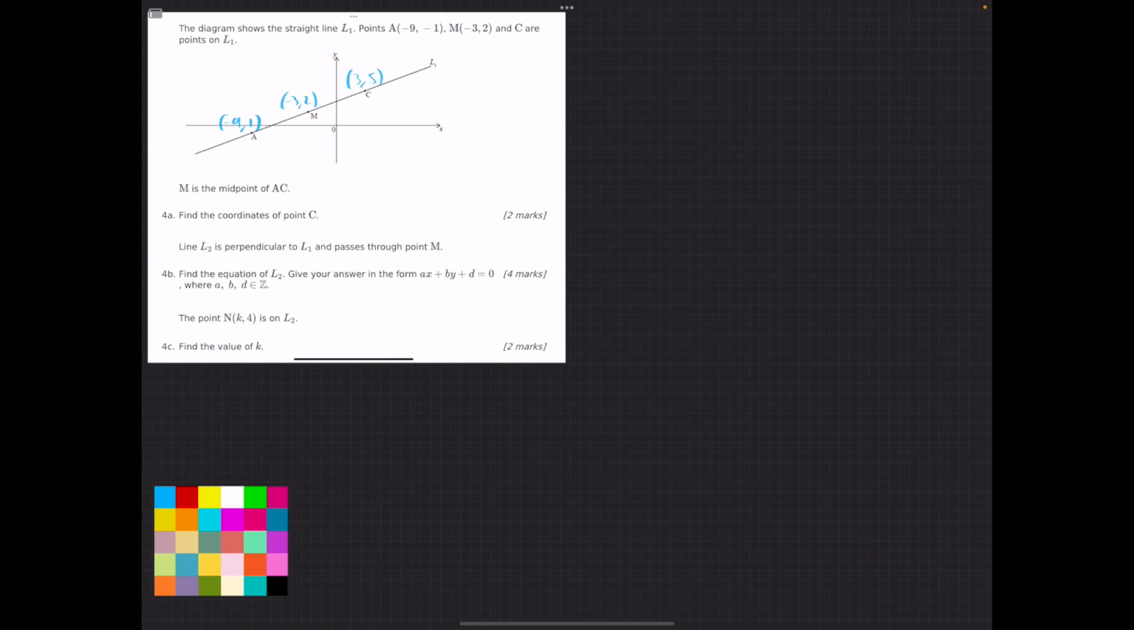Okay, so let's see what we can do with it. L2 is perpendicular to L1, so perpendicular, that means the slope is going to be the negative reciprocal, flipping the numerator and denominator, multiplying it by -1. So we need to find the slope of L1 before we can approach L2. So let's go ahead and do that. Let's use this triangle method. I think it's going to be the most straightforward.